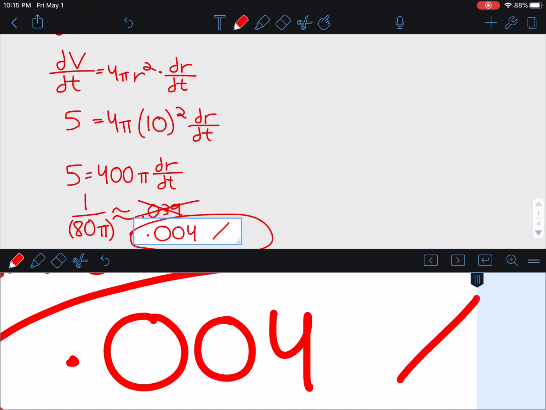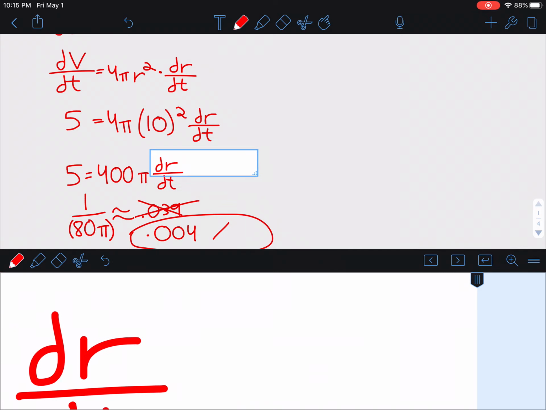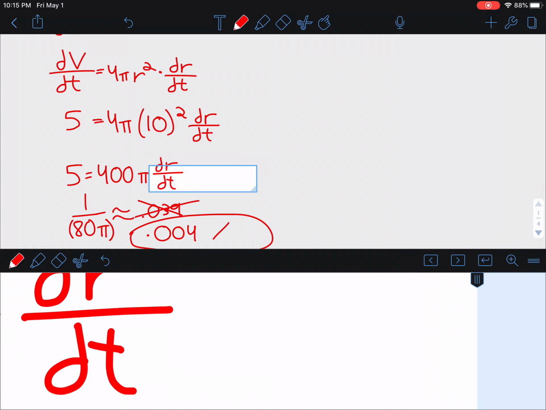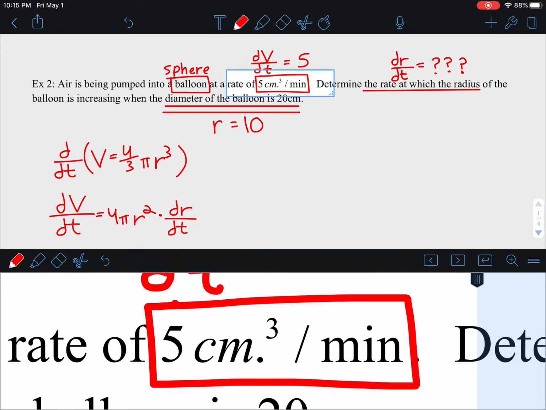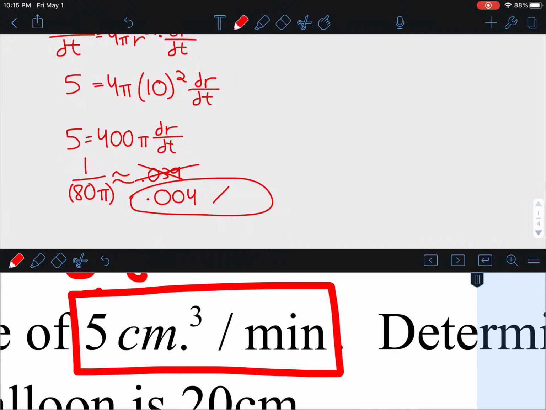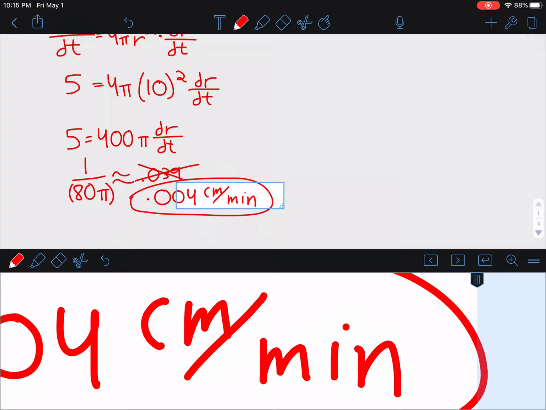and your actual rate of change for the radius here, which is going to be 0.004, and now we solved for dr/dt, right, which is the rate of change of radius over time. Now, dr/dt, r and t, each of those has a unit of measure. R is going to be measured in centimeters because the volume was measured in centimeters cubed, and time is going to be in minutes. So the rate of change of the radius at the moment the radius was 10 is approximately 0.004 centimeters per minute.